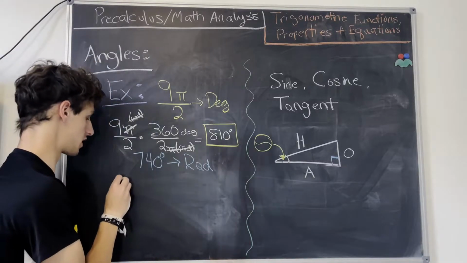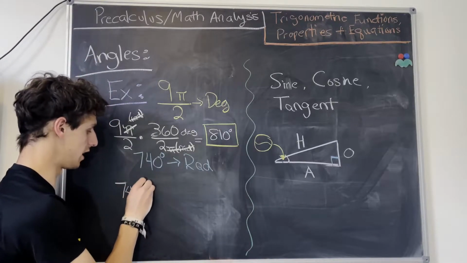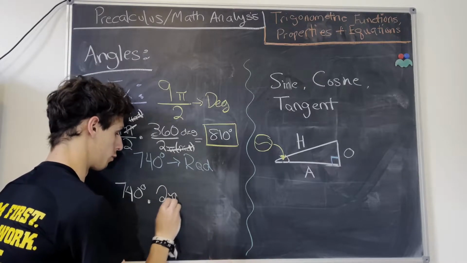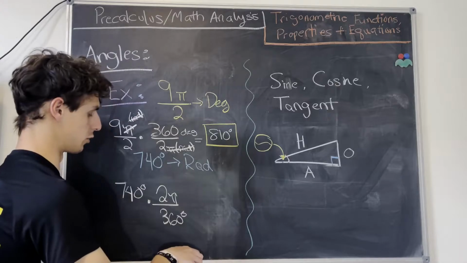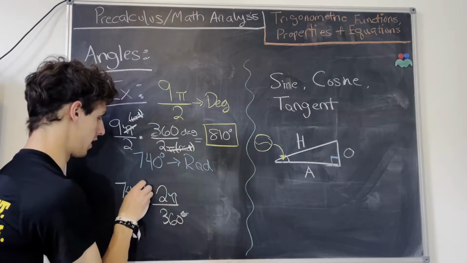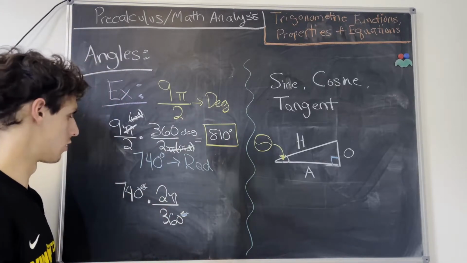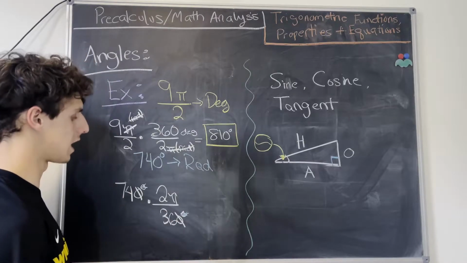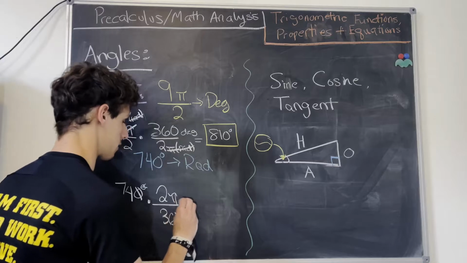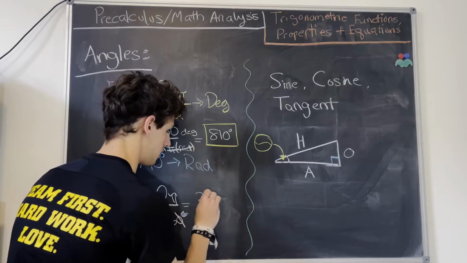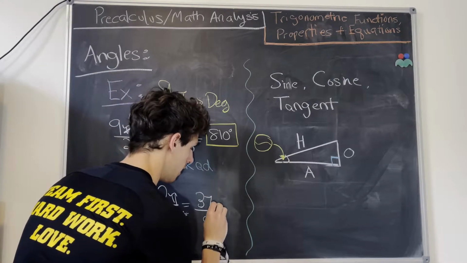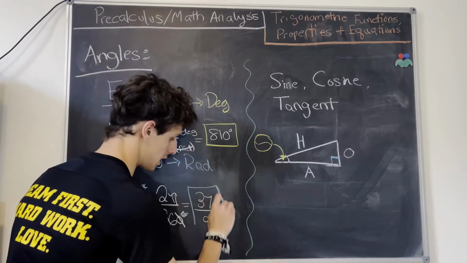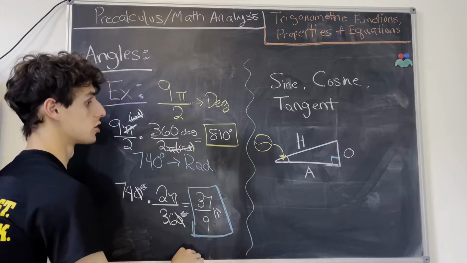Similarly, if we want to convert 740 degrees to radians, we take the number and we multiply it by 2 pi over 360 degrees, and our degrees cancel here, and we are left with radians. Some other things also cancel here. This multiple of 10 cancels, and we're left with 74 times 2 over 36. And that'll give us 37 over 9 pi radians. So 740 degrees is 37 over 9 pi radians.